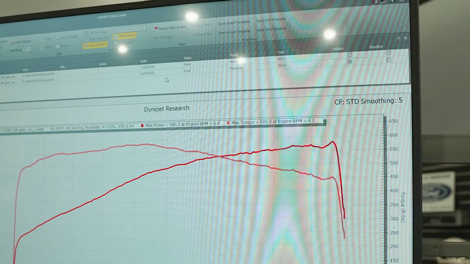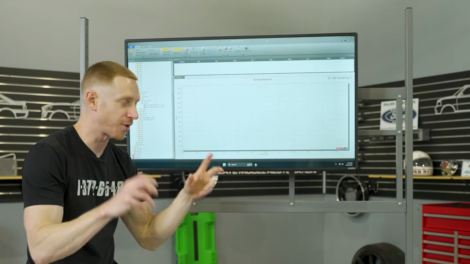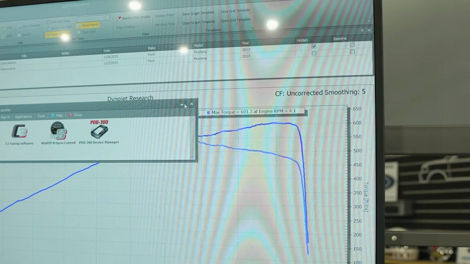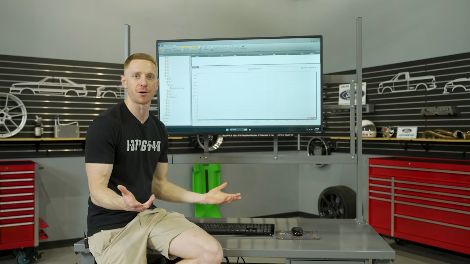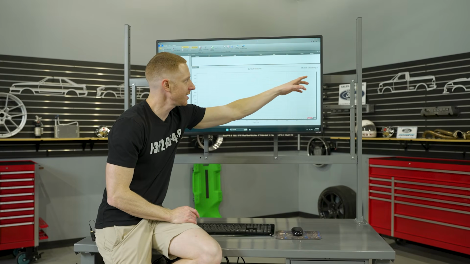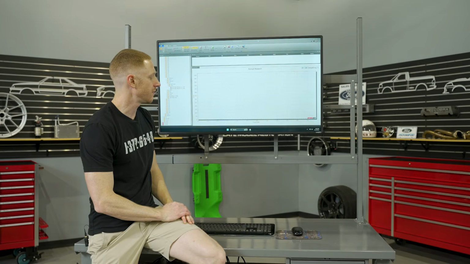That's probably one of the gold standards in today's time. You also see STD, which stands for standard correction factor, and then you'll also see uncorrected. Uncorrected is not a correction. It's basically what the car's making at that time in those atmospheric conditions. So that's kind of what that stuff means. And then smoothing, there'll be a range from 0 to 5. Like I said, we'll touch base on that here in just a moment.